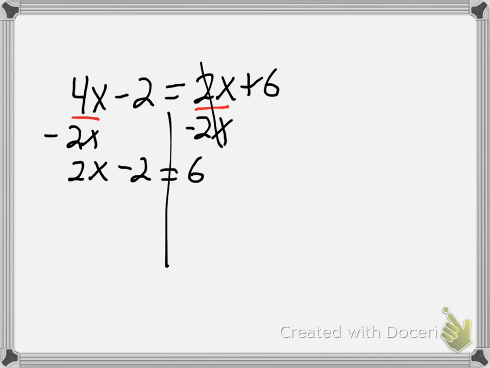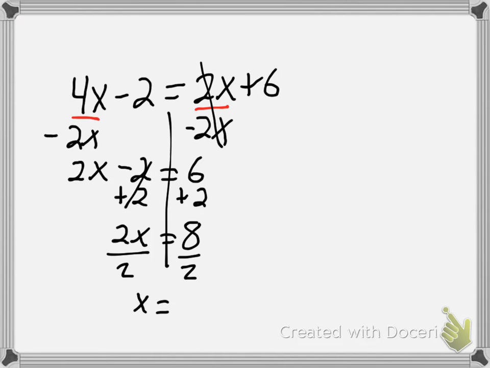And now it's just like any other two-step equation. So to get rid of minus 2, I'm going to have to add 2. So I get 2x equals 8. And now to solve for x, I have to get rid of times 2, so I divide by 2. And I get that x is equal to 4.